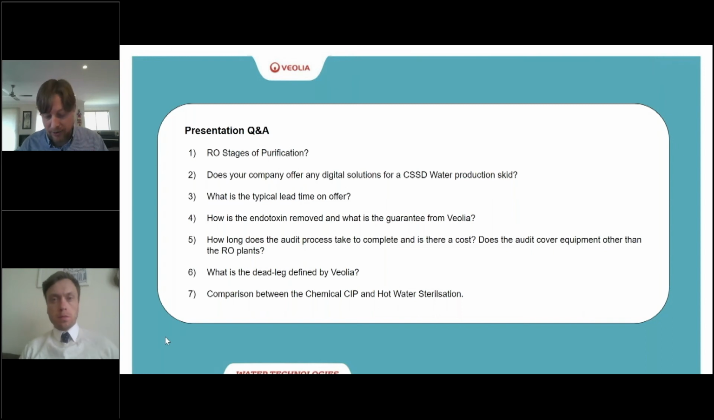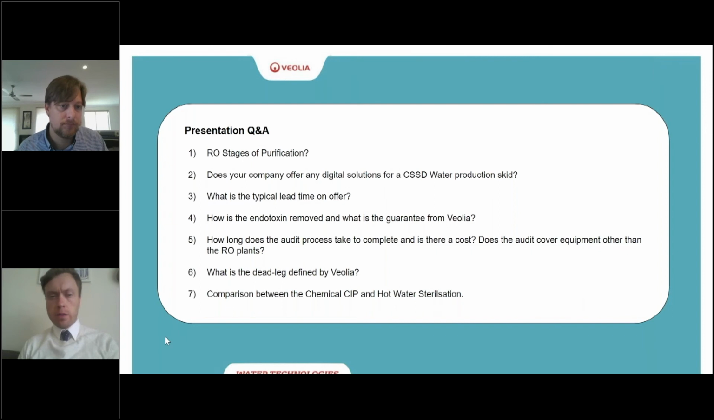Now, as far as a performance guarantee goes, certainly Veolia offers a performance guarantee on the water quality from the RO. We do not build the loop as such, though our system includes the sanitisation solution and the equipment to polish the water in the loop. We don't build the loop, so we cannot offer a performance guarantee on the loop, but we do offer a performance guarantee on the water quality from the RO.